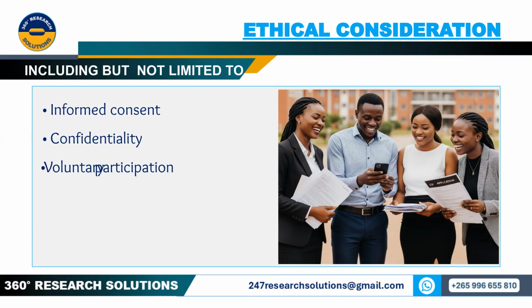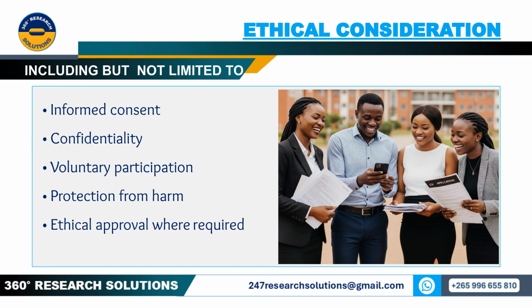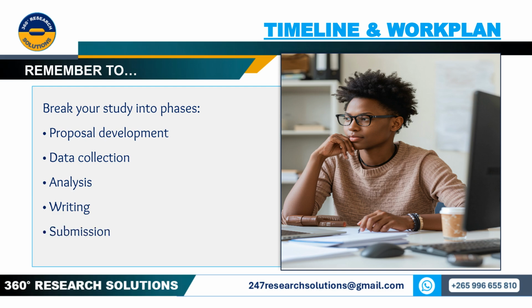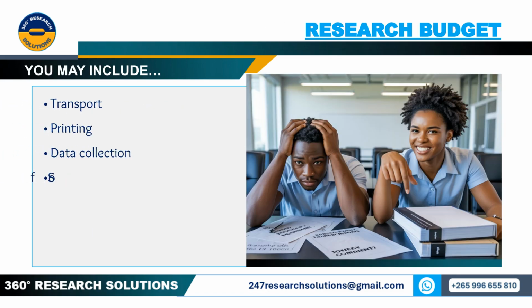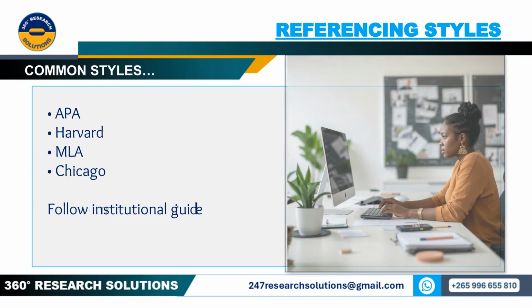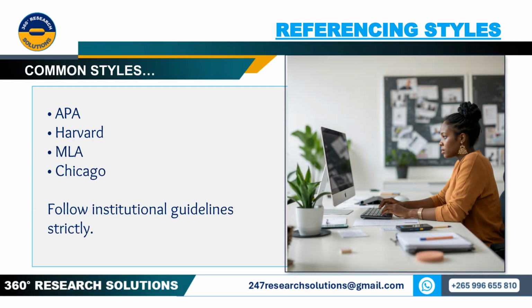Ethical considerations include informed consent, confidentiality, voluntary participation, protection from harm, and obtaining ethical approval where required. When creating your timeline and work plan, break your study into phases: proposal development, data collection, analysis, writing, and final submission. Your research budget may include expenses for transport, printing, data collection, software, communication, and miscellaneous costs. Be aware of common referencing styles like APA, Harvard, MLA, and Chicago. Always follow your institution's guidelines strictly.